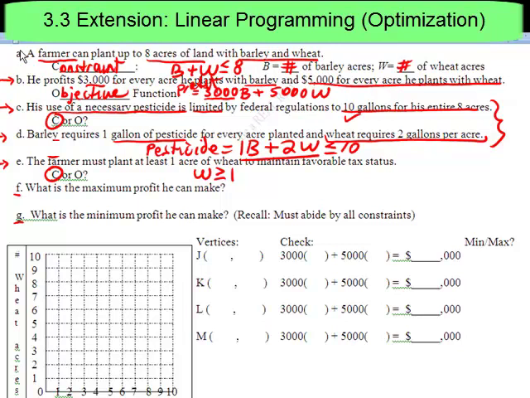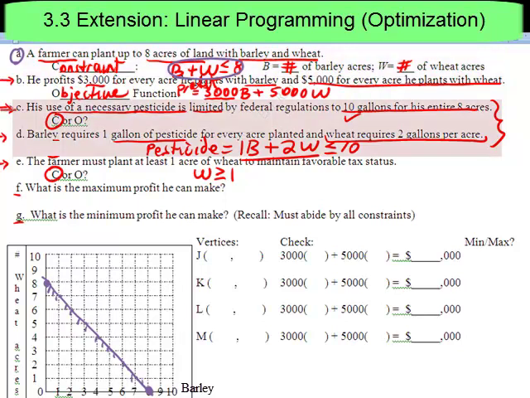Let's go ahead and do A. I'll put that in purple here. And that is B plus W is less than or equal to 8. So we're going to graph that. And this is actually the barley on the horizontal axis. So there's our 8 right there, and then the wheat is also 8. Now the question is, which way are we going to shade, up or down? Down, yeah, because he can't plant more than 8 acres.